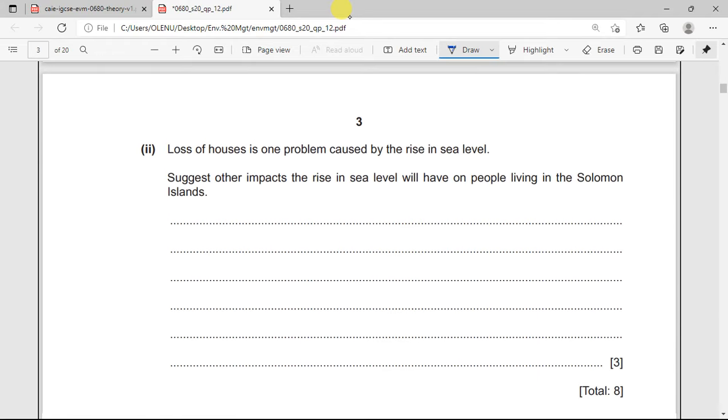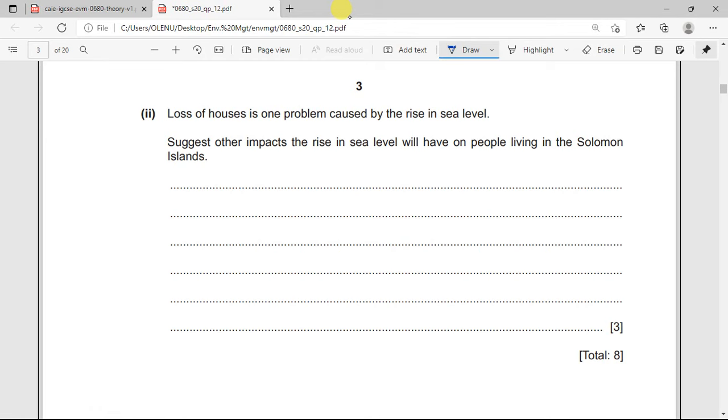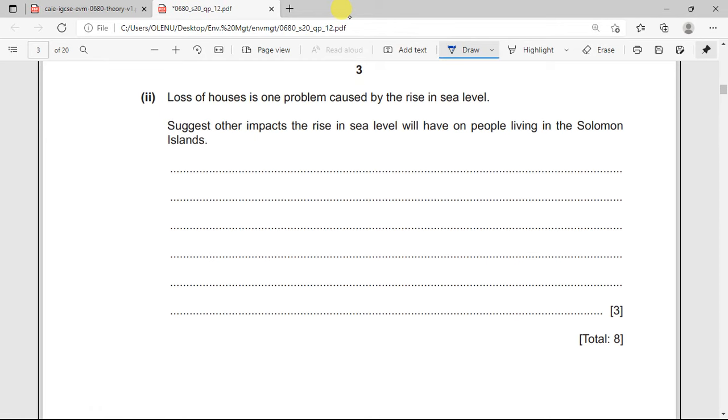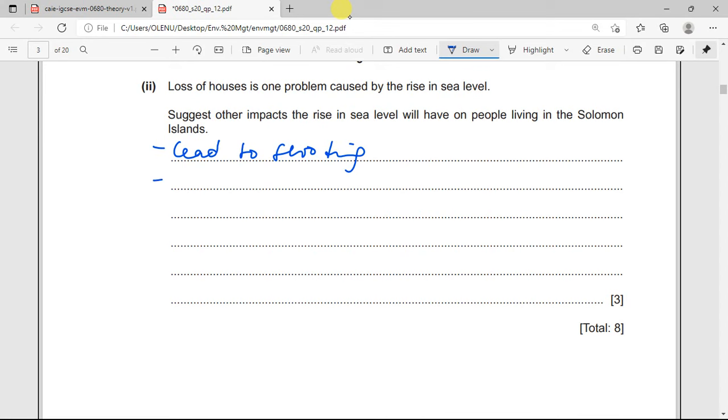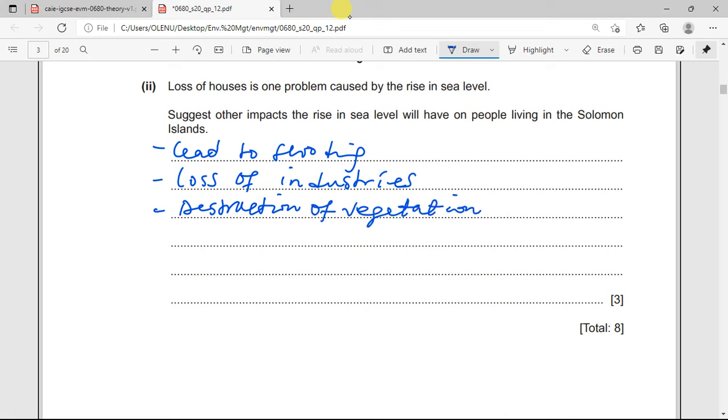Now, they say loss of houses is one problem caused by sea level rise. Suggest other impacts the sea level will have on people living in the Solomon Islands. Usually, sea level rise will lead to flooding. Use the multiplier effect: what are the impacts of flooding? If you use that, it will give you the other marks. It's simple. Flooding can lead to loss of industries because they can be washed away. Flooding can lead to destruction of vegetation. Destruction of vegetation can lead to loss of food, or less food will be available.